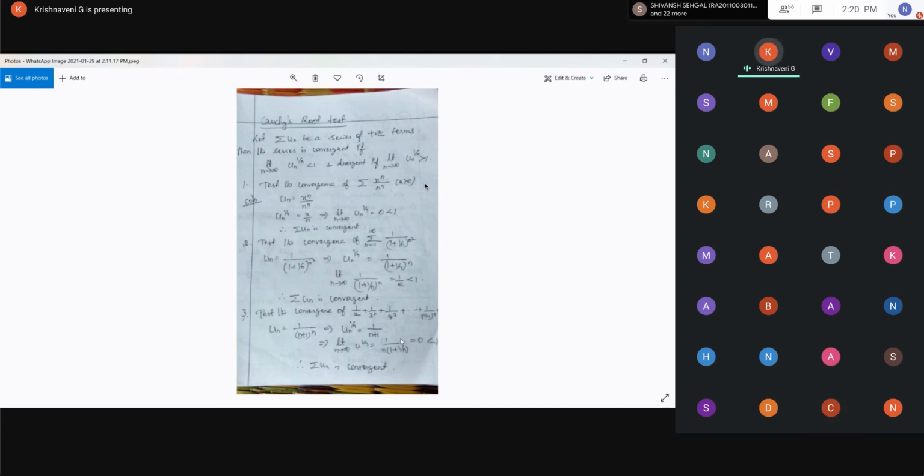Now n approaches infinity. 1 by infinity value is 0, and also 1 by n is there. Outside we are having one n, that is 1 by infinity equal to 0. Equal to 0 means less than 1. Less than 1 means convergent. All three problems are convergent. Okay, guys? Any doubt?